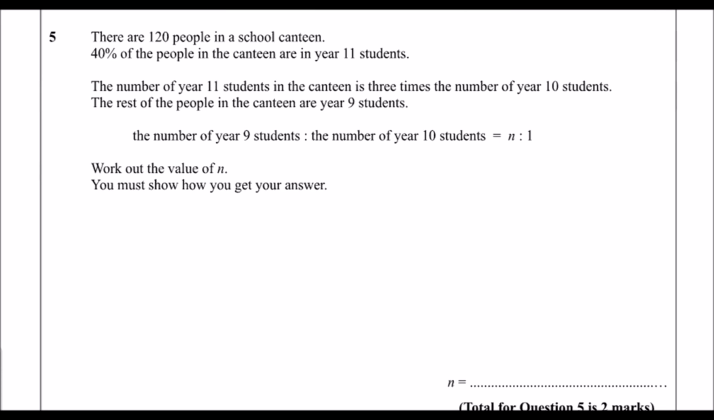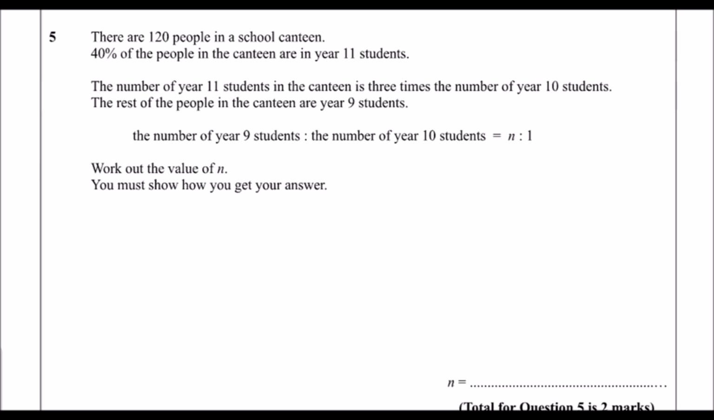Question 5. There are 120 people in a school canteen. 40% of the people in the canteen are Year 11 students. The number of Year 11 students in the canteen is 3 times the number of Year 10 students. The rest of the people in the canteen are Year 9 students. The ratio of Year 9s to Year 10s is n to 1. Work out the value of n.